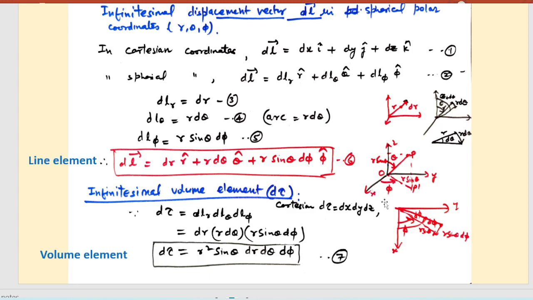Similarly, we can find out the area vector and the volume element. The volume element in Cartesian coordinates was just the multiplication of dx dy dz. So here it will be dl r, dl theta and dl phi, and if we multiply dr, r d theta, r sin theta d phi, then it is r square sin theta dr d theta d phi. So this is the volume element in case of spherical coordinates.